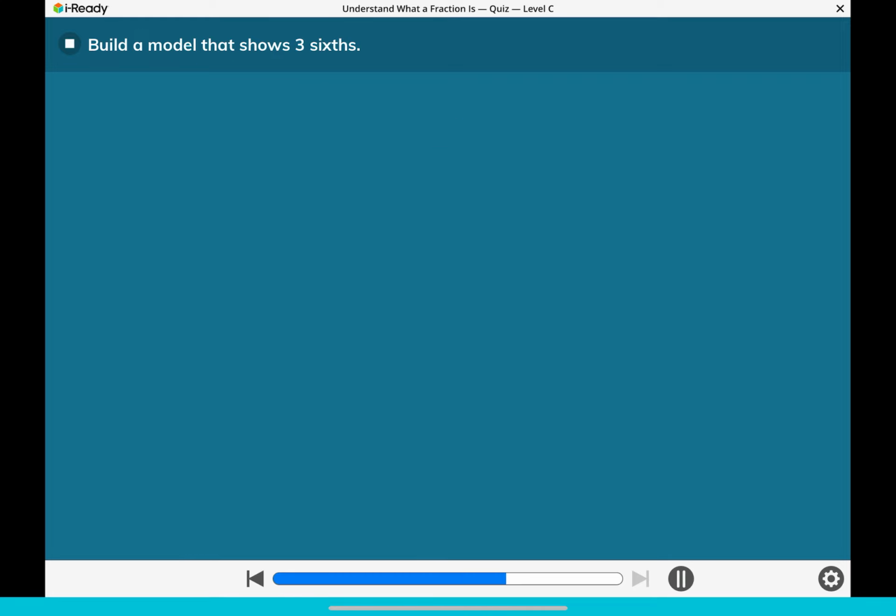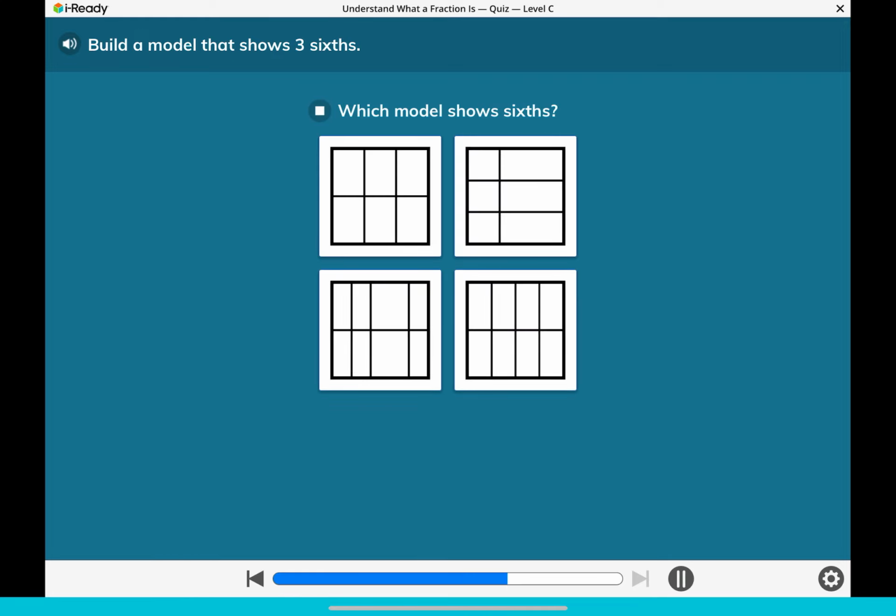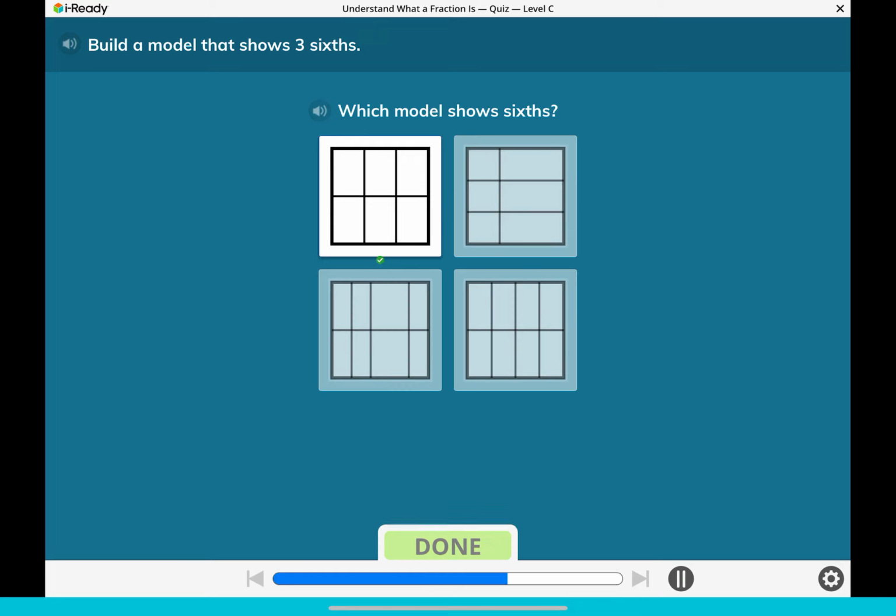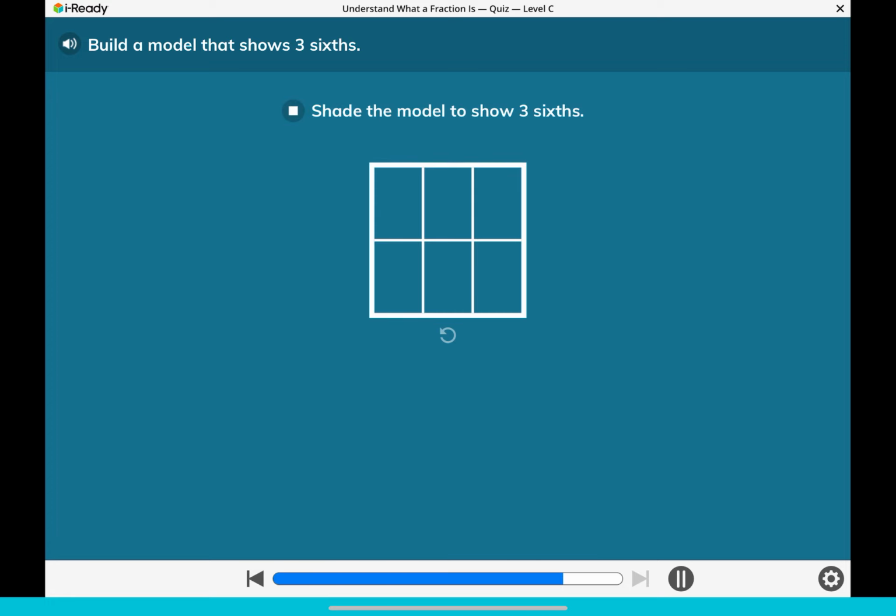Build a model that shows 3/6. Which model shows sixths? Shade the model to show 3/6.